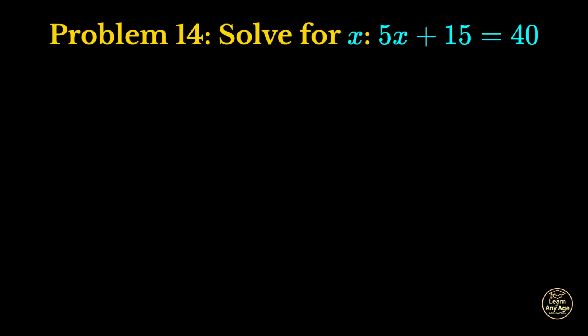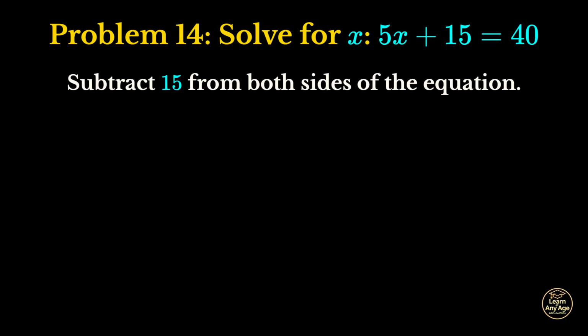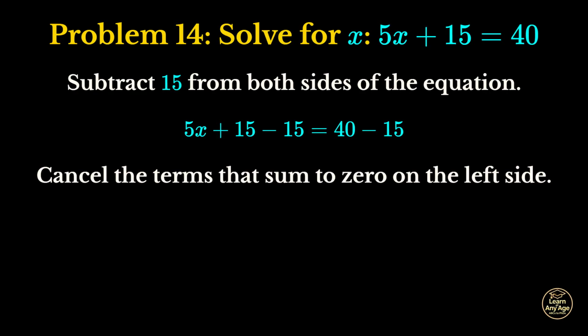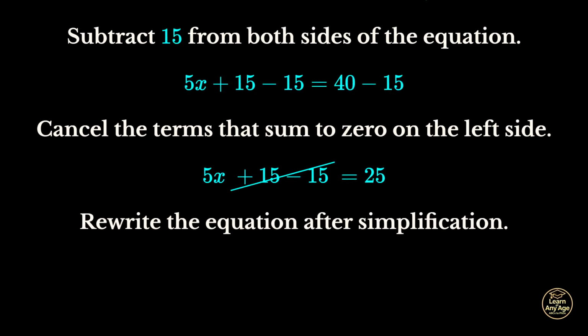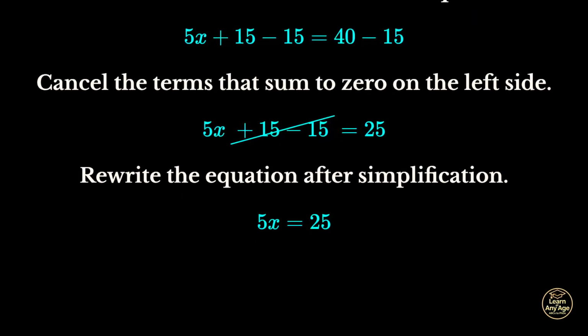Problem 14, solve for x, 5x plus 15 equals 40. Subtract 15 from both sides of the equation. 5x plus 15 minus 15 equals 40 minus 15. Cancel the terms that sum to 0 on the left side. 5x plus 15 minus 15 cancelled out equals 25. Rewrite the equation after simplification.